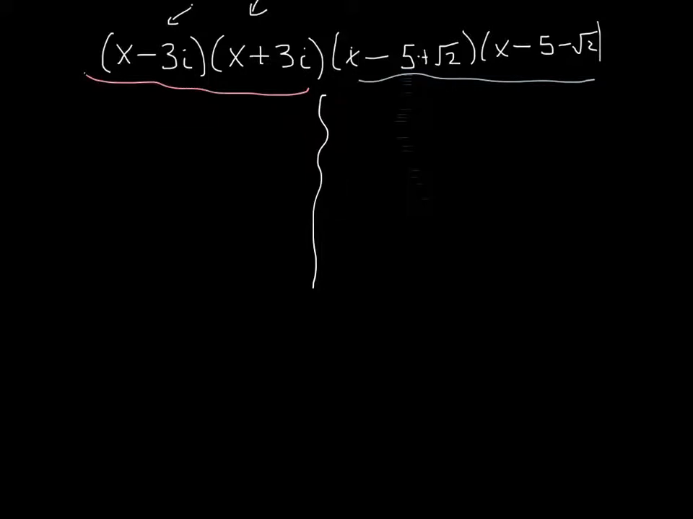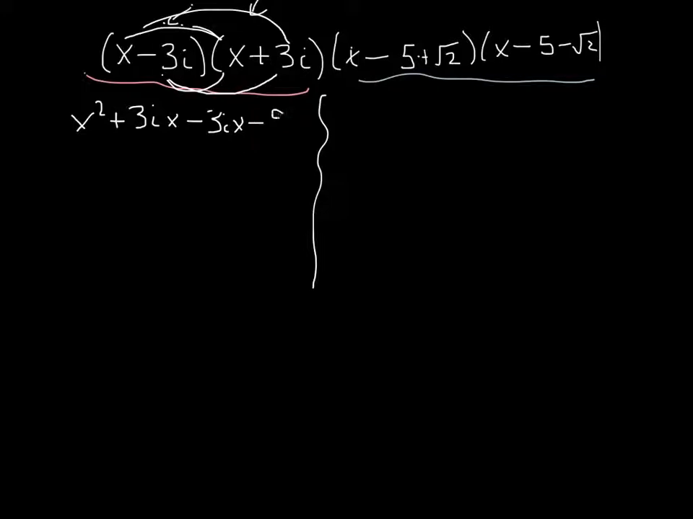So let's take the left-hand side. Let's start by FOILing this one. It's going to be x times x gives us x squared. x times positive 3i is positive 3ix. Negative 3i times x is minus 3ix. And then negative 3i times positive 3i is a negative 9i squared.